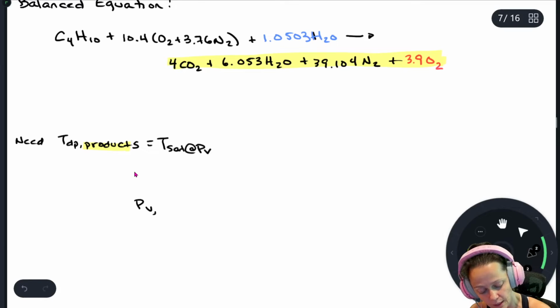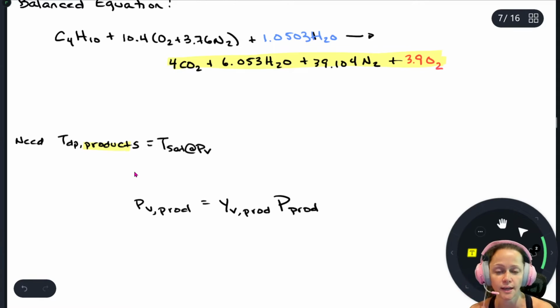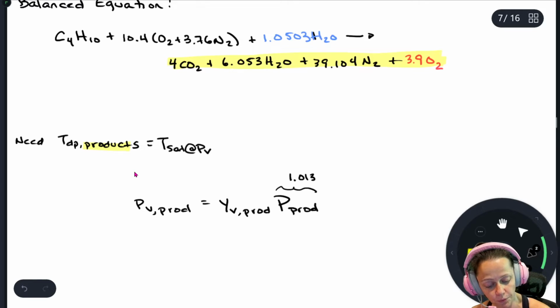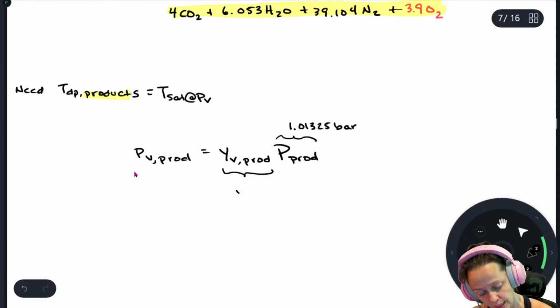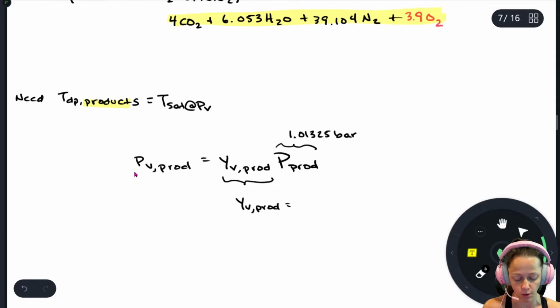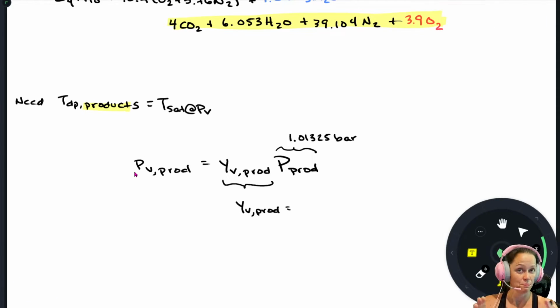So our PV in the products is equal to the mole fraction of the water in the products times the pressure of the products. And we said that everything's exiting, this guy is at 1 atm, 1.01325 bar. And so I do need to figure out the mole fraction. So let's do that. The mole fraction of the water vapor in the products, so the whole mixture is what's highlighted there.